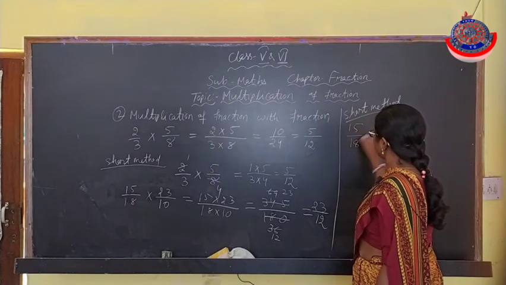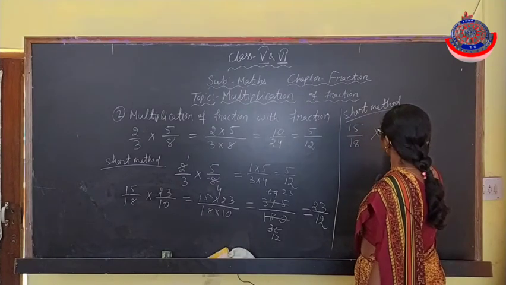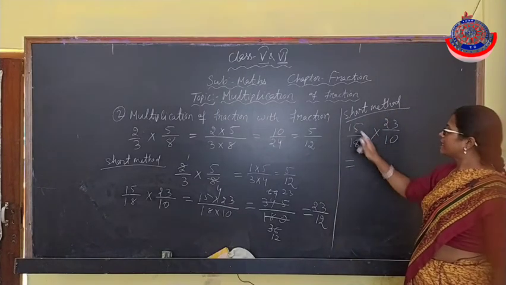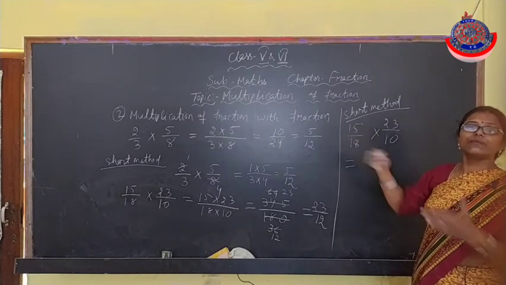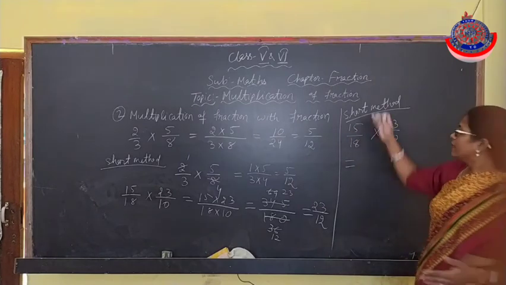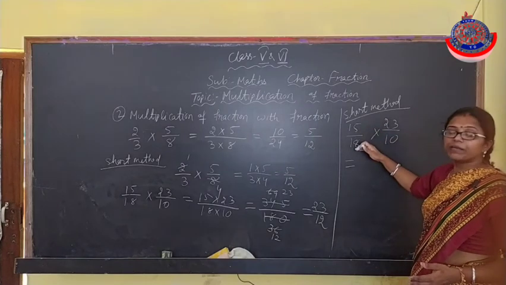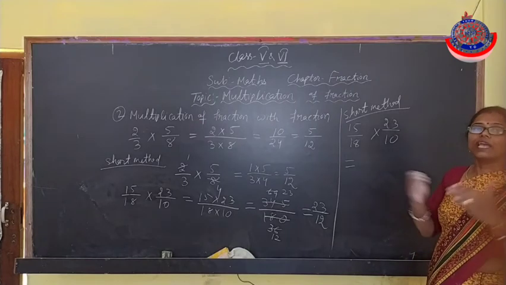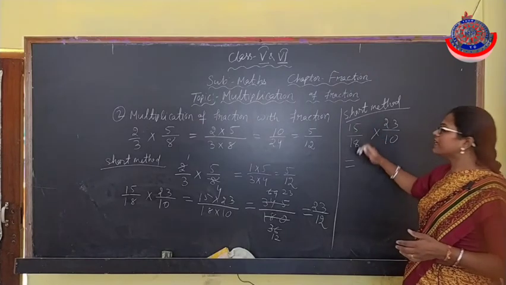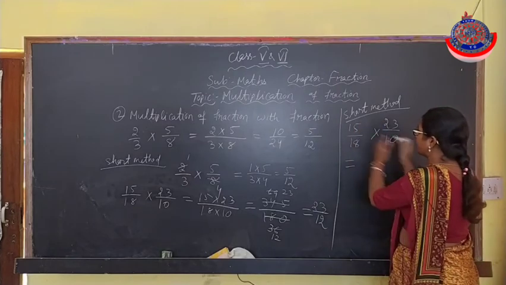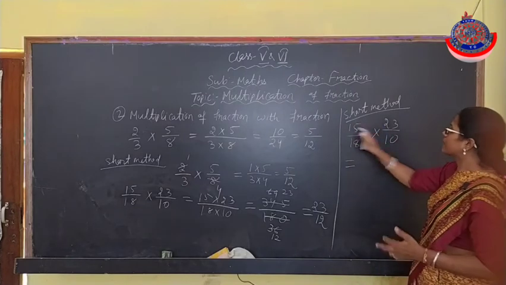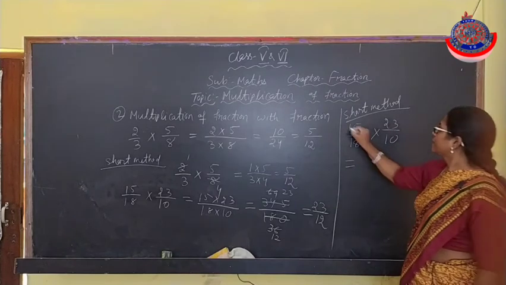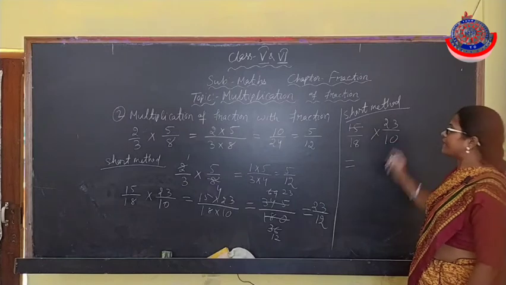15 by 18 into 23 by 10. Now, which number, how will it be cancelled? Both can be divided. We have to divide by any factor. It can be cancelled with this, both can be cancelled. Any numerator with any denominator. We have to cancel any numerator with any denominator. Maybe the same fraction, maybe the other. We can cancel both this also, or like this also. First I will cancel, because 15 and 10 I will take.